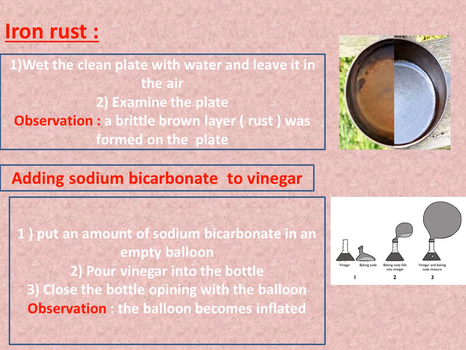Number 3, adding sodium bicarbonate to vinegar. To show that adding sodium bicarbonate to vinegar is a chemical change, we need a bottle, a balloon, vinegar, and sodium bicarbonate. We put an amount of sodium bicarbonate in an empty balloon. Then we pour vinegar into the bottle, and we close the bottle opening with the balloon and we shake the bottle.